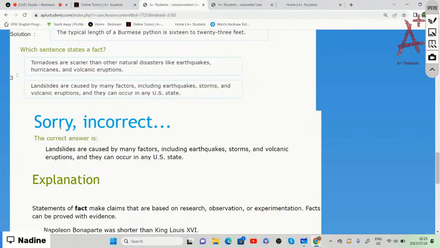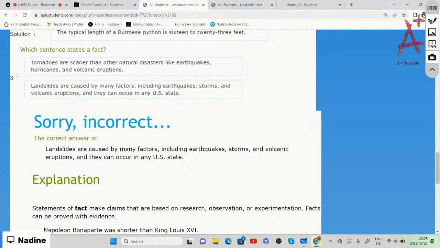Tornadoes are scarier than other natural disasters like earthquakes, hurricanes, and volcanic eruptions. And landslides are caused by many factors, including earthquakes, storms, and volcanic eruptions. And they can occur in any US state.